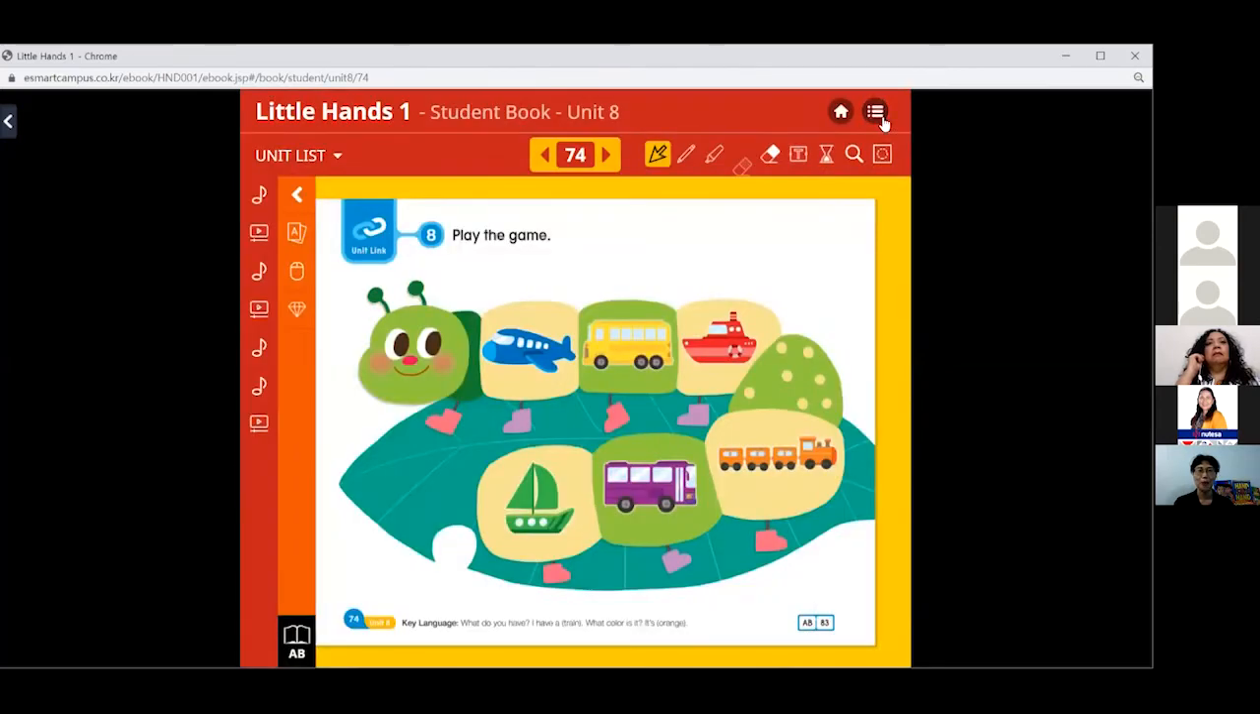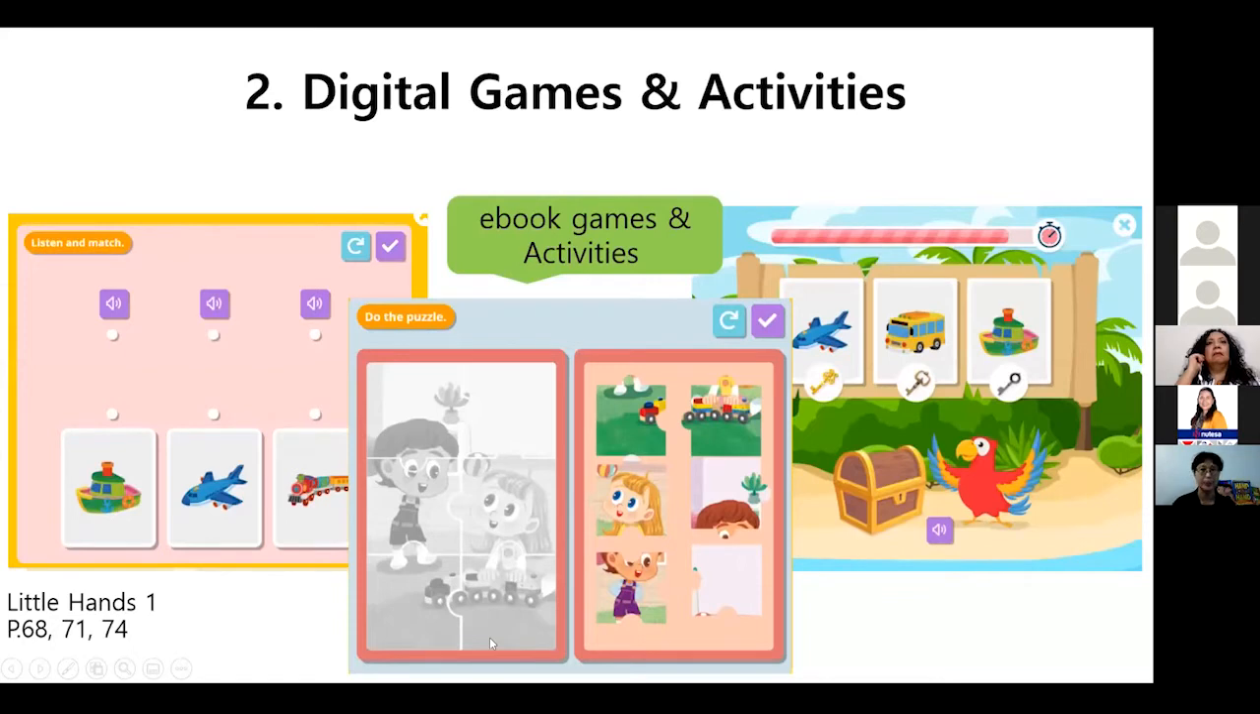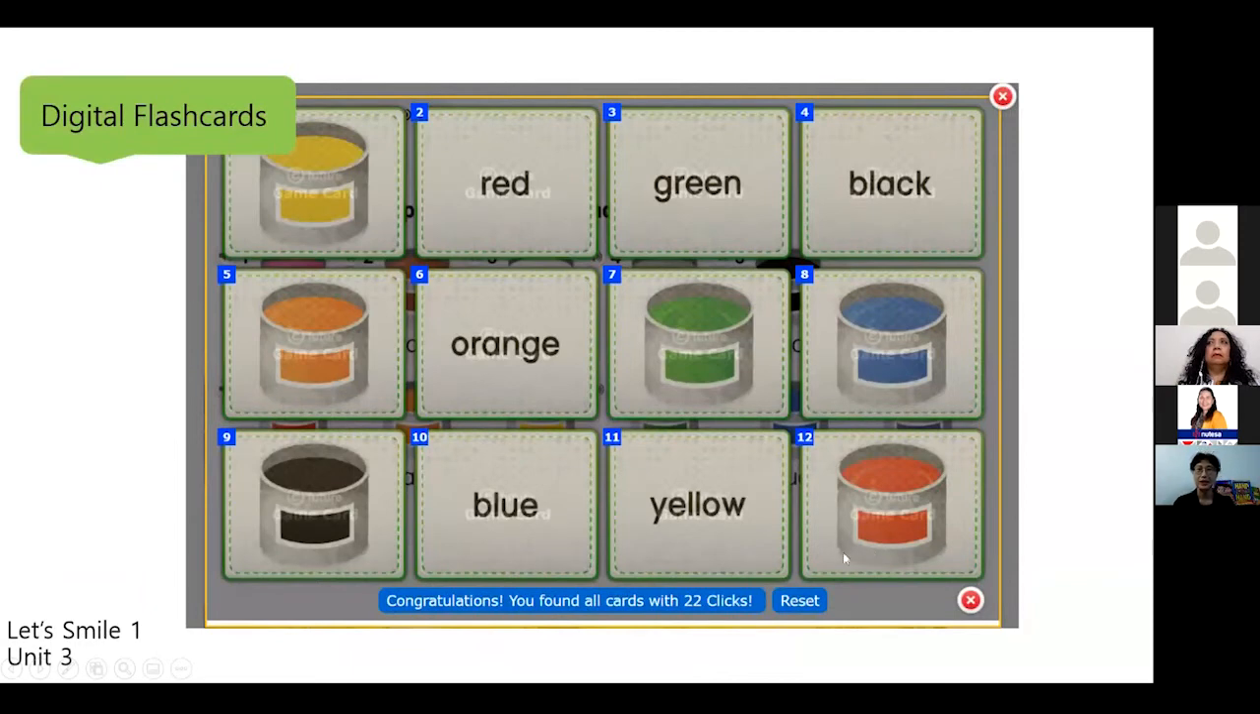So let me go back to my slide. So there are some digital games that you can play, and it comes with the book, right? This is an ebook that is provided with the student book. Okay, so you can play these kind of e-games and activities with your students. This is another matching game that you can play, right? You have to match the colors, the pictures with the word. Okay, so let's have a look at this one.